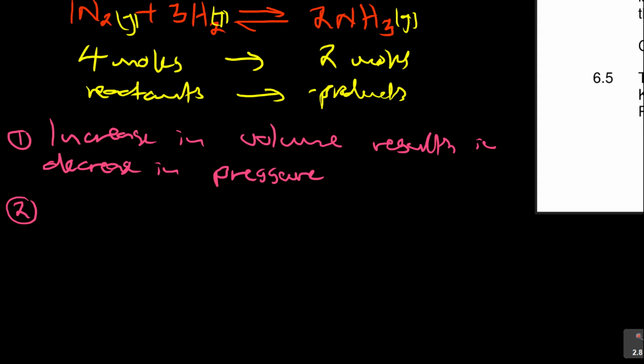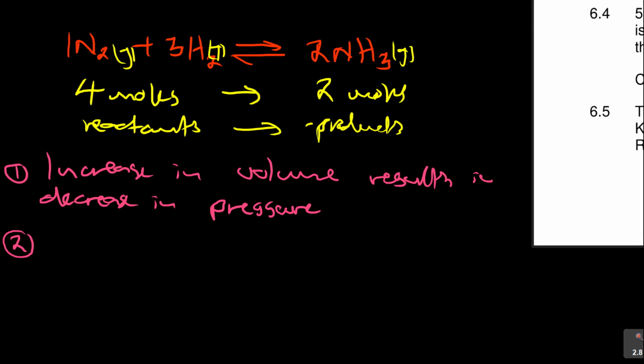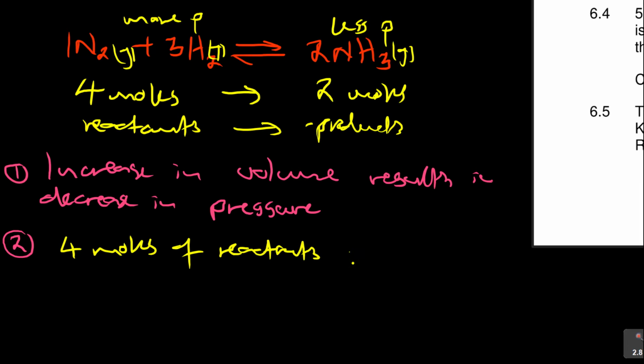Number 2, when the pressure decreases, what do you expect to happen? When you decrease the pressure, remember this left hand side has more pressure and then there is less pressure, right? So increase in volume results in the decrease in pressure, and then you're going to say there is 4 moles of reactants and 2 moles of products. Just identify that. It's also good.